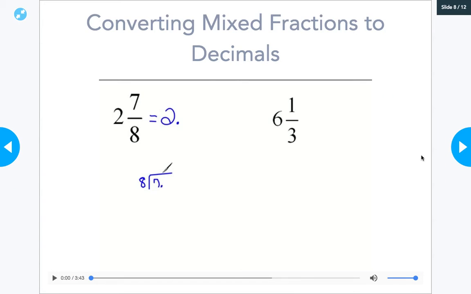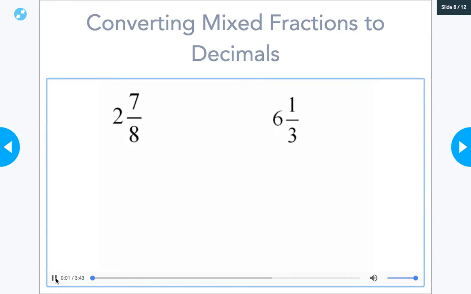Converting mixed fractions to decimals. Okay, so now we have talked about how to change fractions into decimals. And we're going to do the same thing here with these mixed numbers. And remember, from last time, our directions said convert this to a decimal, round to the nearest thousandth if necessary. So that means we want to round this to 3 decimal places if we need to.